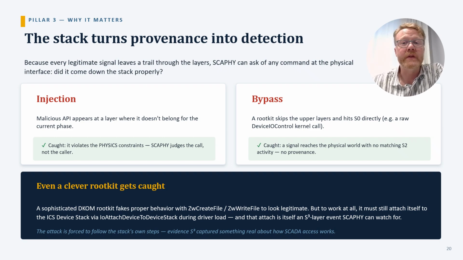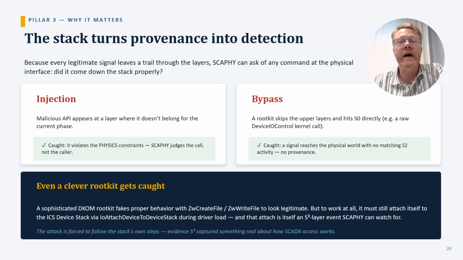For bypass, this is the one that needs the stack. For example, a rootkit skips the upper layers entirely and drives the hardware directly. The paper uses the concrete example of a raw device I/O control kernel call straight to S0, the bottom I/O layer. There's no offending API up in the SCADA layers to catch because the attacker never used them. So SCAPHY inverts the question. It sees a signal arrive at the physical interface, S0, and checks for the matching S2 activity that should have produced it. When none exists, it has no provenance. It knows it was sent around the proper path. Picture it this way.